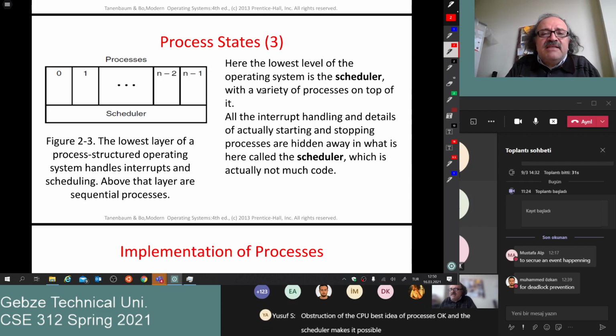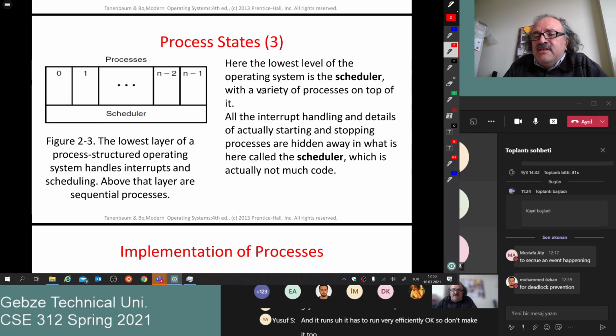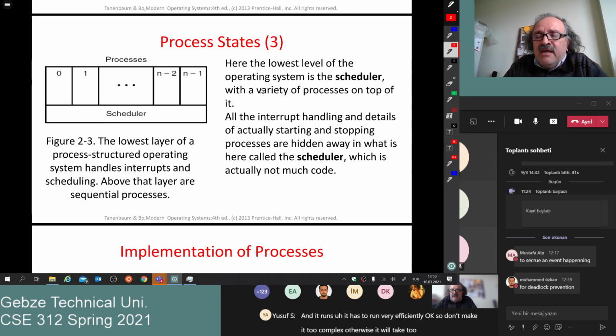The scheduler is not that complex. Usually some assembly code is involved. I need to make this simple because it runs so frequently, and it has to run very, very efficiently. So don't make it too complex, otherwise it will take too much CPU time and memory space. Okay, that's the scheduler.